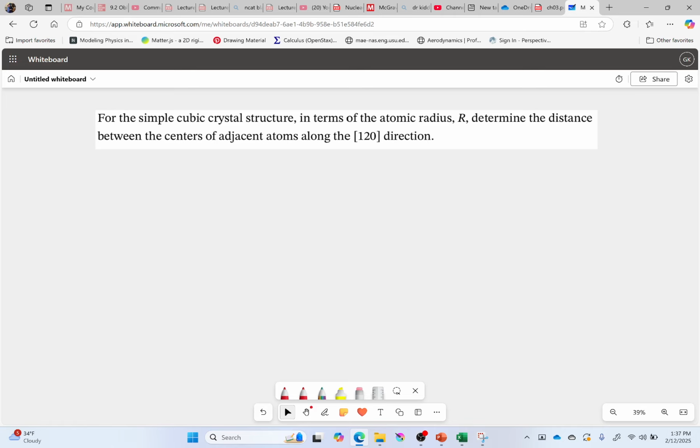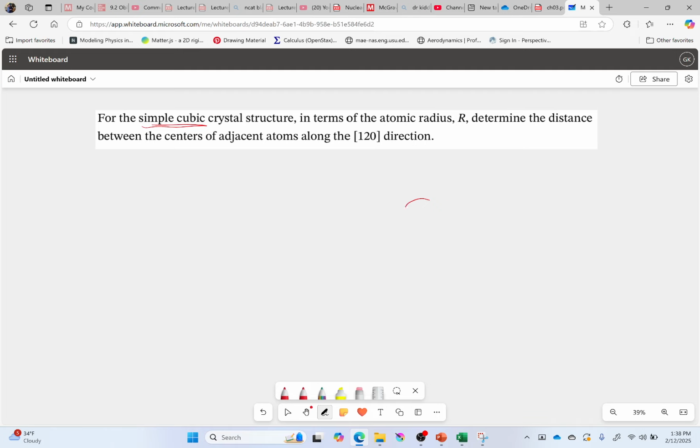Okay, now let's try a problem that deals with directions. So it says we have a simple cubic structure, and it's asking us what is the distance between the centers of adjacent atoms along this particular direction, the 1, 2, 0 direction. Simple cubic makes this really easy for us.